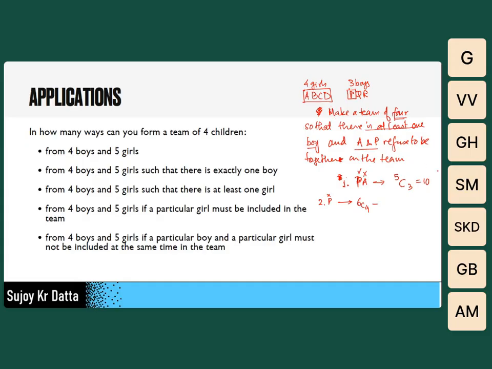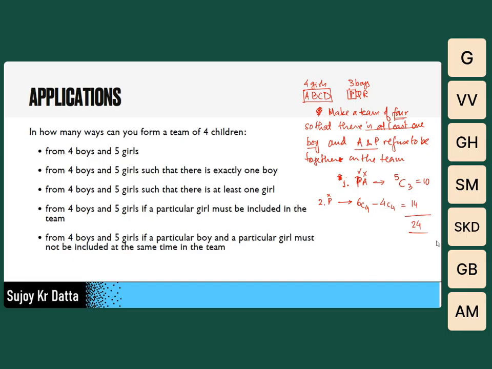Since there are only four girls and we are selecting four people, the number of ways all girls are there is 4C4. And that is the only case which we need to reject or cancel out. So 6C4 minus 4C4. 6C4 is 15, minus 1, so we have 14. So total there are 14 ways of forming that team.